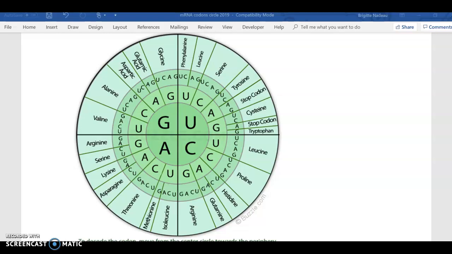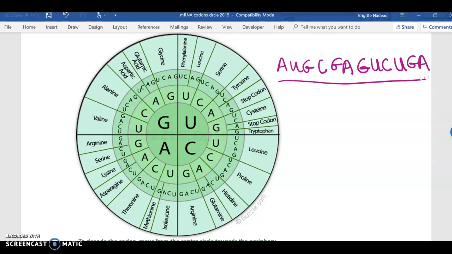What we're going to look at now is if you know the mRNA, so let's say our mRNA strand goes A, U, G, C, G, A, G, U, C, U, G, A. All right, so random mRNA strand. And this little line here represents the sugar phosphate, sugar phosphate, sugar phosphate that make up the RNA nucleotide.